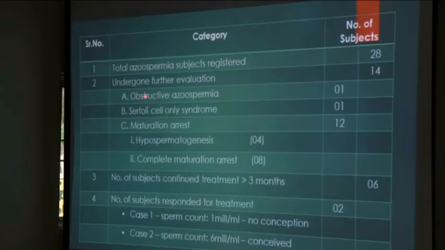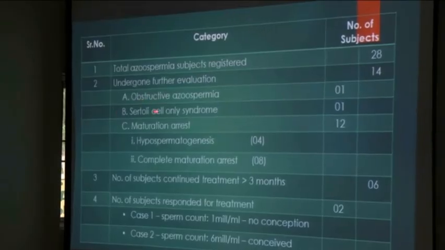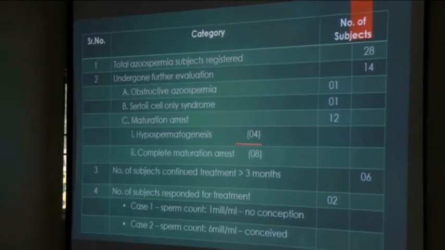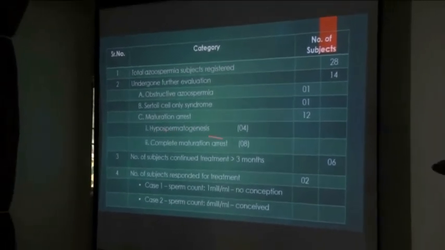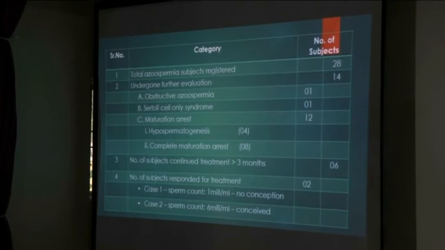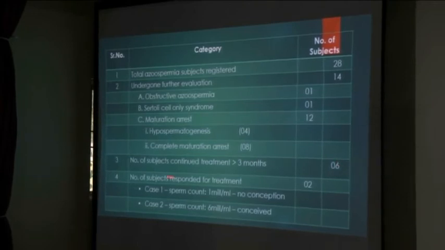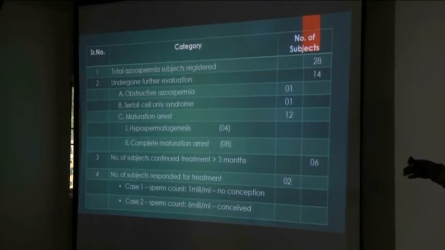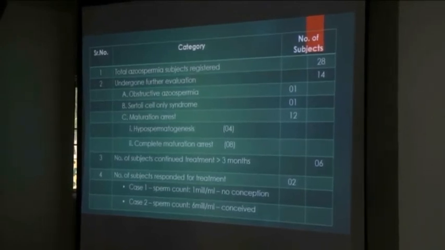In that, obstruction is one case, Sertoli cell only syndrome, in the absence of germ cells, is one case, and maturation arrest is 12 cases. Among those, hypospermatogenesis is 4 and complete maturation arrest 8 cases. Those who had at least more than 3 months of treatment were considered, about 6 cases. In only 2 did we get a sperm count; one conceived, one did not. So among the 28 azoospermia cases, I got only one conception.